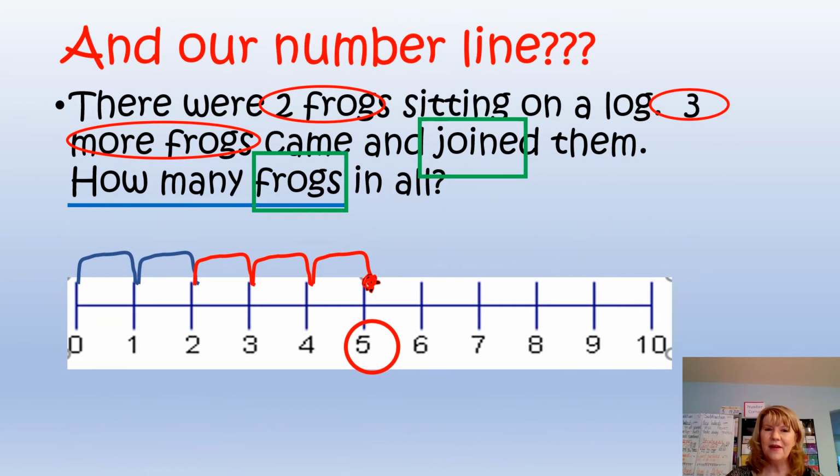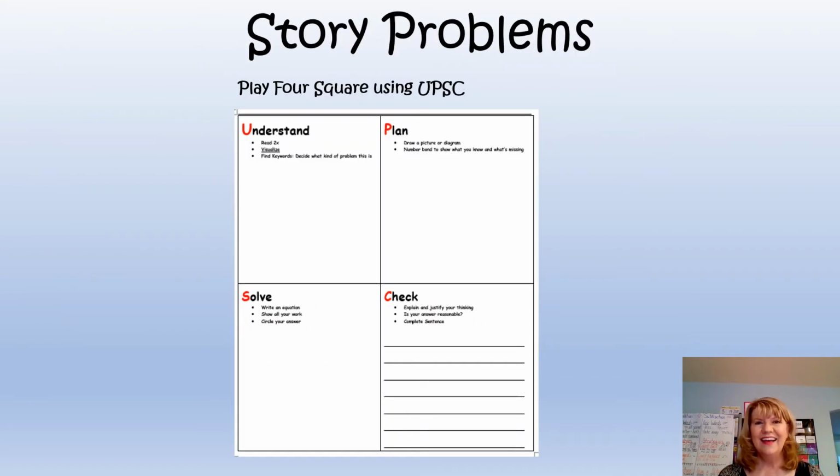And what about our number line? Doesn't that look complete? Nope. We have to write an equation. 2 plus 3 equals 5. And don't forget to circle it. C, check. This is the final step.